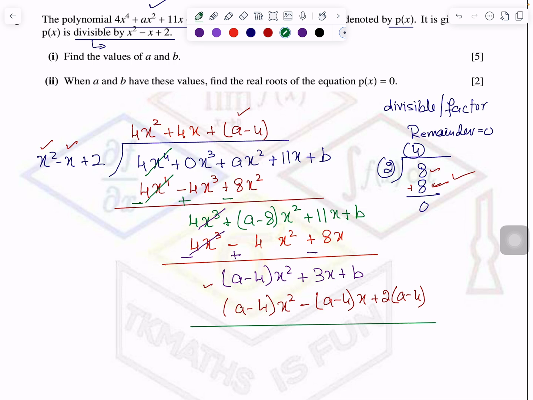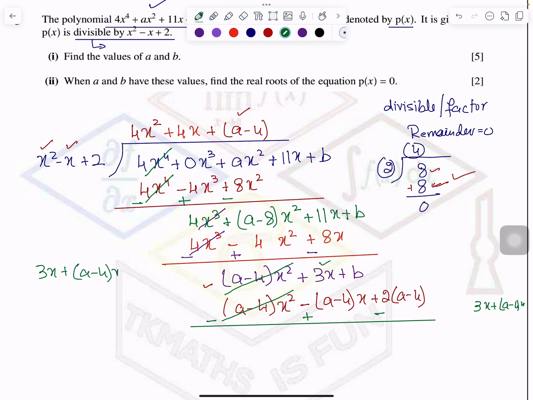So the sign will change. This will become minus, this will become plus, and this will become minus. So again this will cancel out. Now you have what? You have 3x plus a minus 4x, right? I'm writing here neatly. 3x plus a minus 4x.